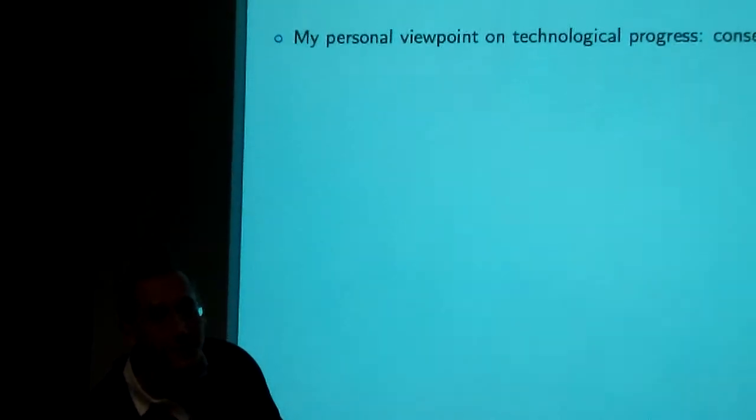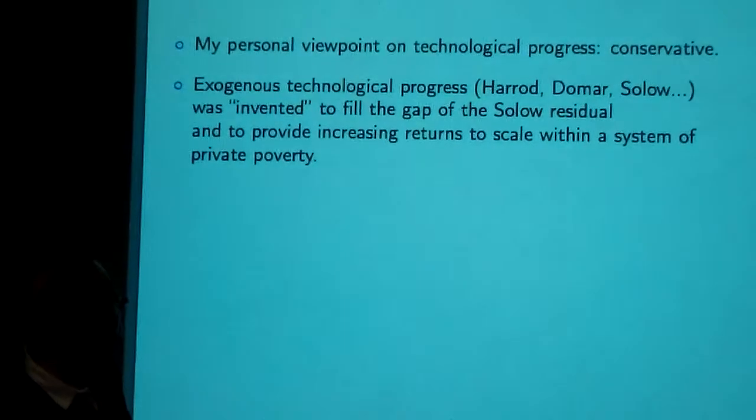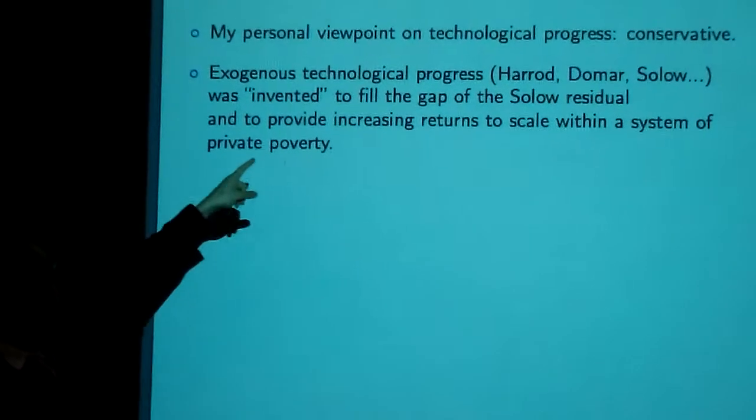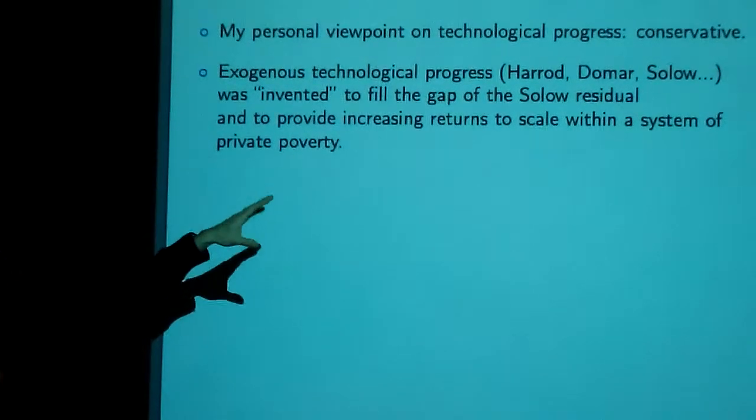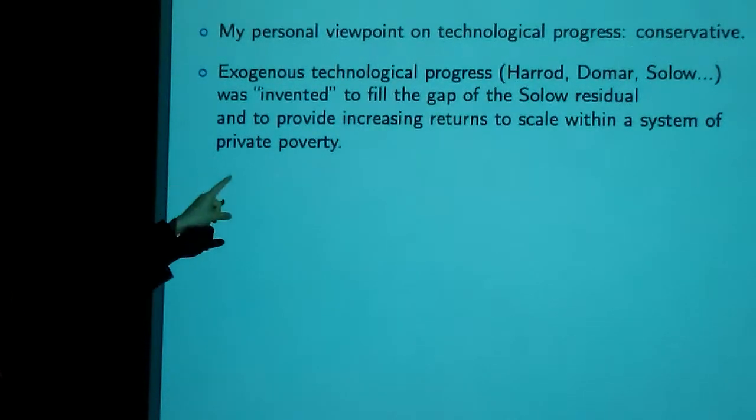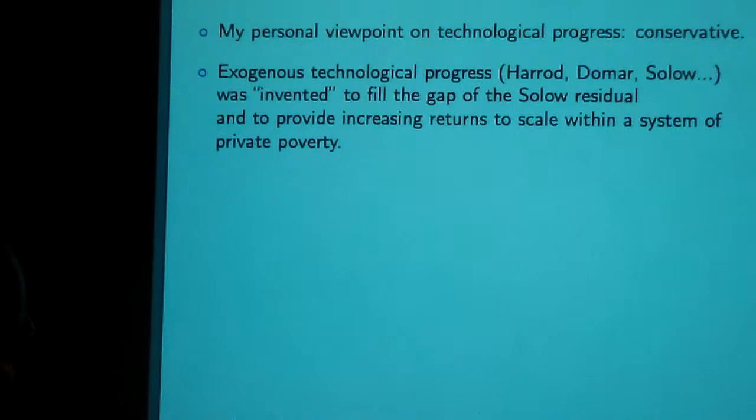Okay? My personal viewpoint on technological progress, I'm very conservative. What do I mean with this? Exogenous technological progress, which was introduced by Solow, etc., was invented to fill the gap of the Solow residual that was mentioned by Rainer. I don't know whether you got this.